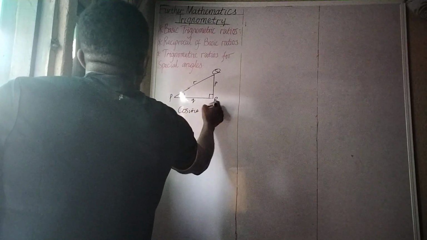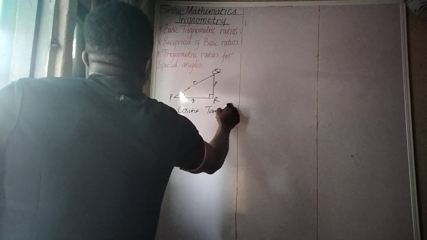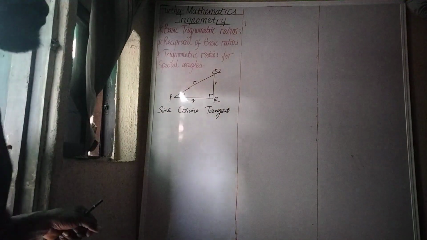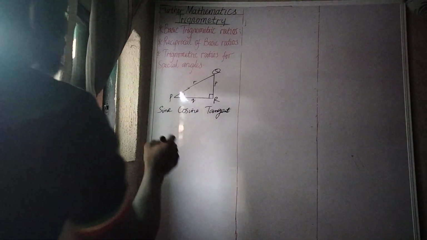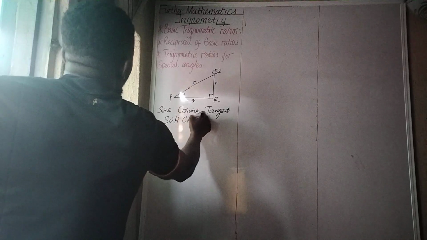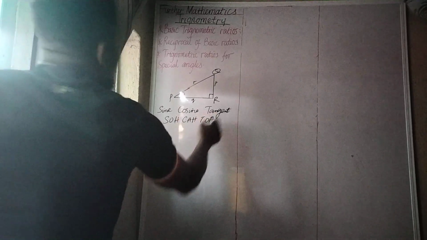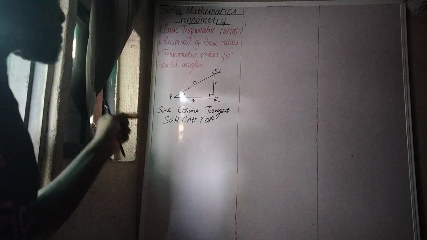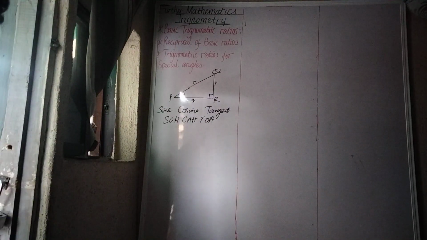So having known this, we are going to get the three basic trigonometric ratios such as sine, cosine, and tangent. We often use an acronym like SOH CAH TOA to assign these words basic trigonometric ratio.